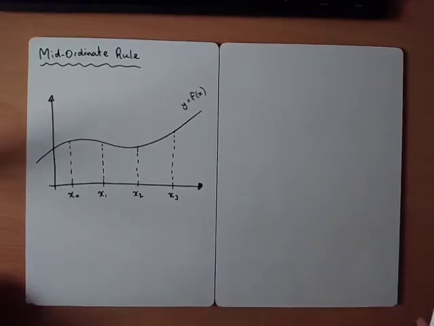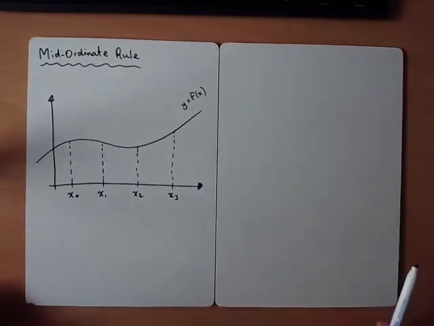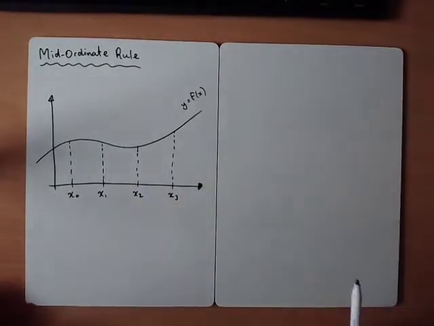In this video, we're going to look at two numerical methods techniques. The first one's called the mid-ordinate rule, and the second one's called Simpson's rule. Both of these techniques are similar to the trapezium rule in the way that essentially we're going to approximate the area underneath a curve.